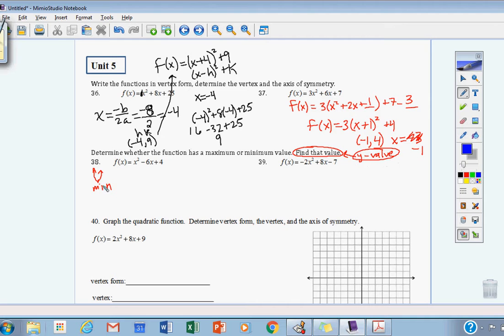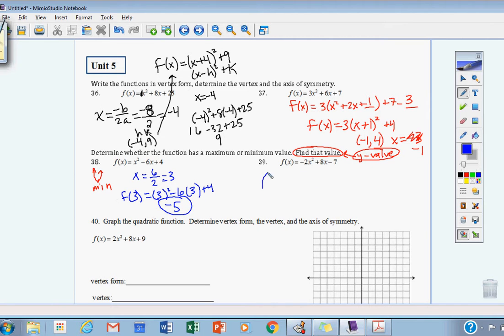Well, it's all about finding the vertex. So x equals the opposite of 6 over 2a, so that's 3. So we definitely know the vertex is 3 comma something. So we're going to put that in, show a little better work here, f of 3. That would be 3 squared minus 6 times 3 plus 4. So we got 9 minus 18, negative 9, plus 4 is a negative 5. So the actual minimum value would be negative 5.